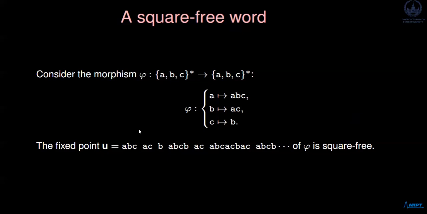this word you can see in the picture. U, which is equal to a, b, c, a, c, b, b, and so on. This word is square free, meaning it contains no consecutive repeated block or factor of symbols. This property makes it an important example in the study of non-repetitive structures. So this construction shows how we can use morphisms to systematically generate words that avoid certain patterns, such as squares, which is crucial in areas like combinatorics.